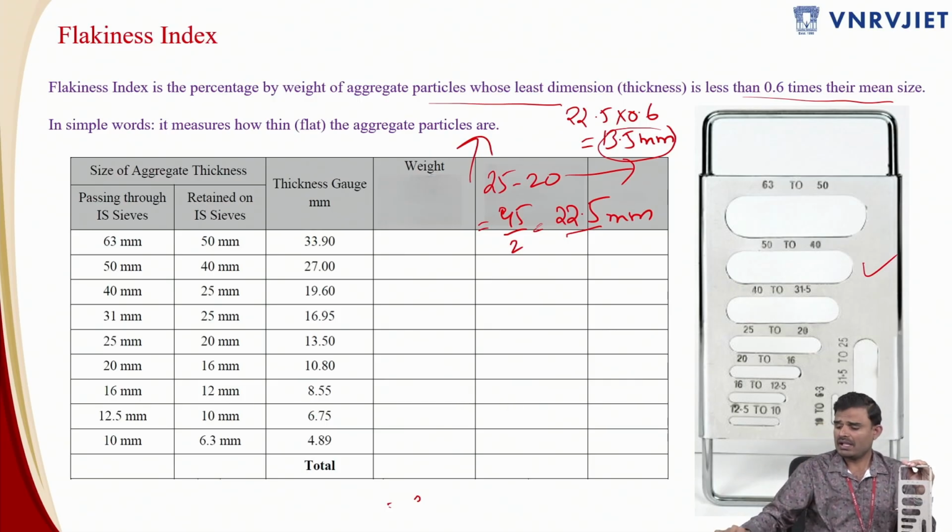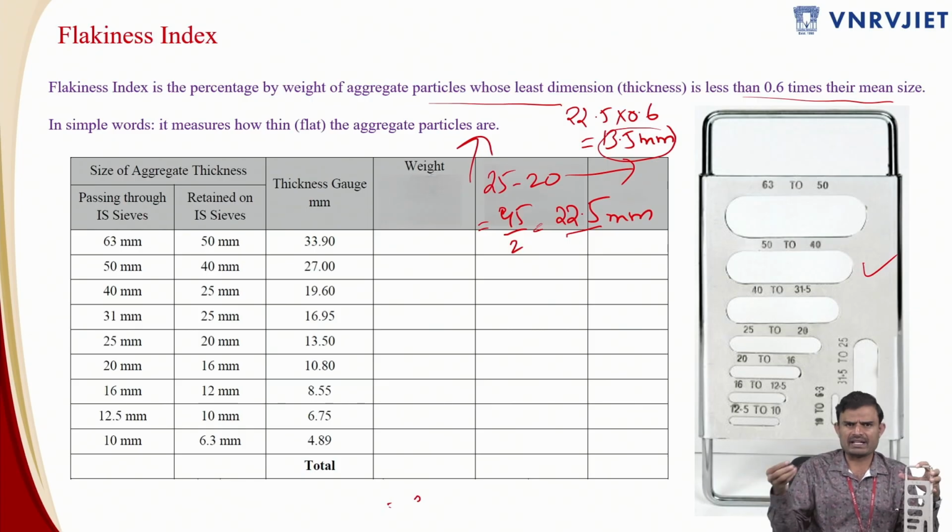Okay. Now similarly, I have also tested this one particle which is passing through 25 mm and retained on 20 mm in front of you. Now I am passing it through the same slot, 25 to 20, and it is easily passing through. We have designated the thickness slot for this size range as 13.5, but the thickness of this is hardly 2 mm. So this is a very, very flaky particle. We should not encourage aggregate particles of this criteria in our construction.